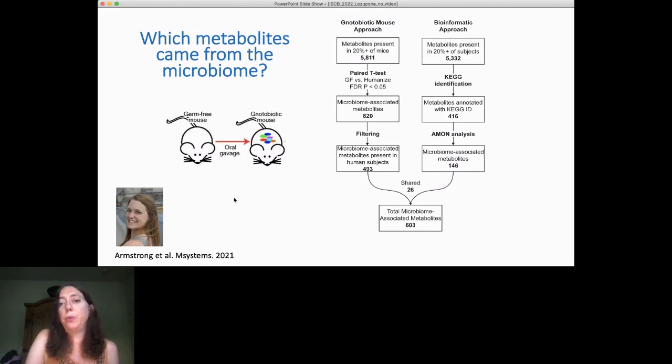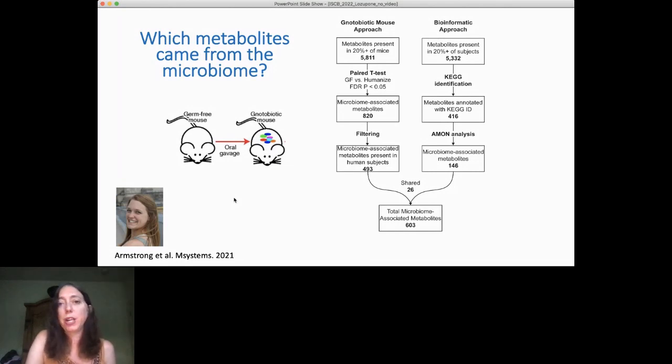And so on the right, what we did was, we took metabolites present in 20+% of subjects, and that was 5,332. 416 of these could be assigned a KEGG ID. And of these, 146 Ammon told us could be produced by our microbiome that we measured. Because we had such poor annotation, and there's clearly a huge gap in what we can annotate, we also took a gnotobiotic mouse approach. So we took germ-free mice, we colonized them with the microbiomes of our study participants, and we used paired t-tests to look at which metabolites were significantly different in a colonized versus a germ-free mouse. And in this way, we wound up with an additional 493 metabolites that were different and then also observed in our human metabolome.